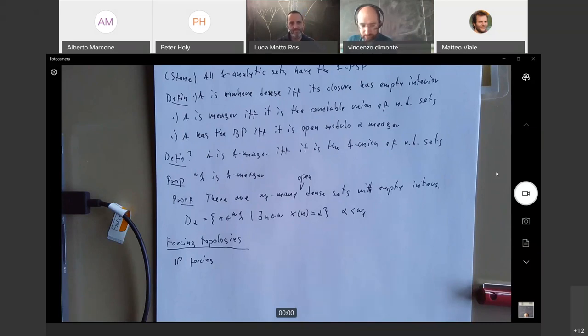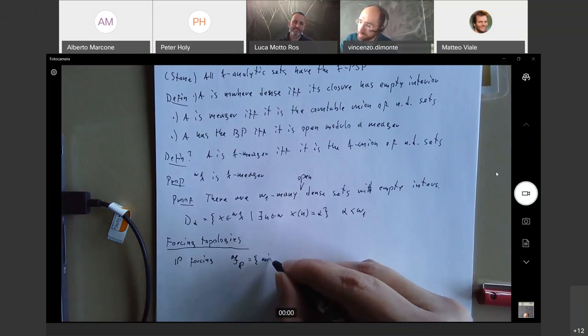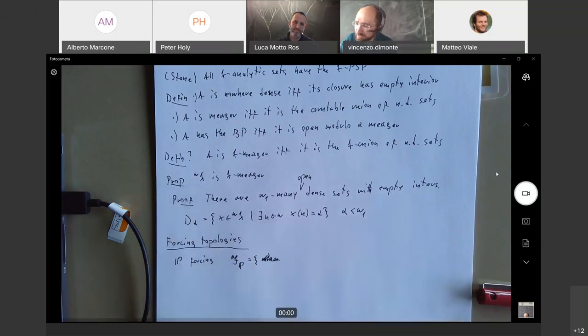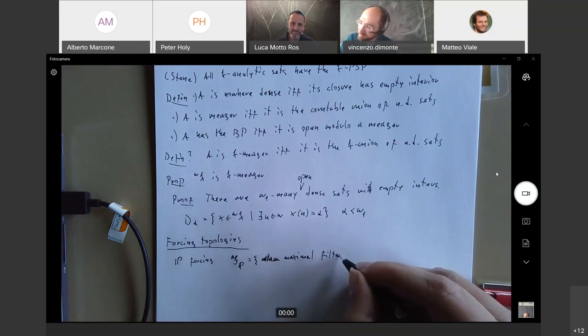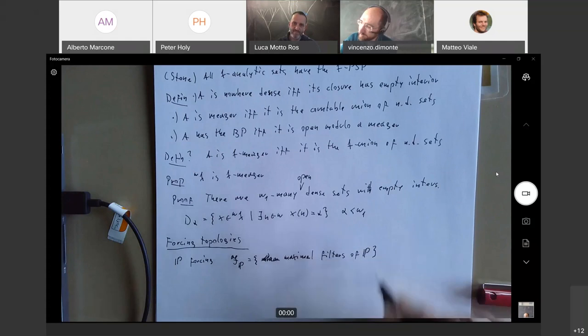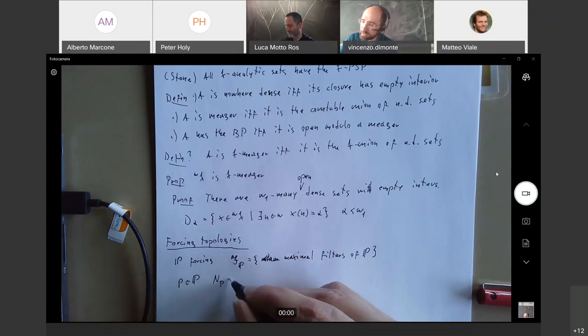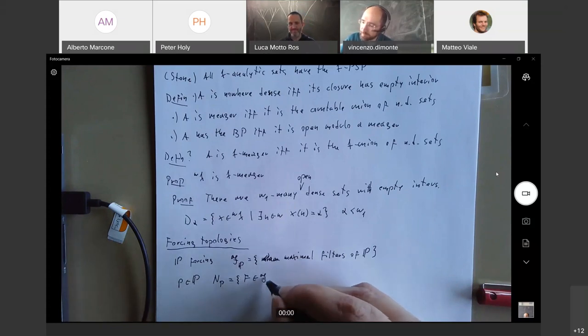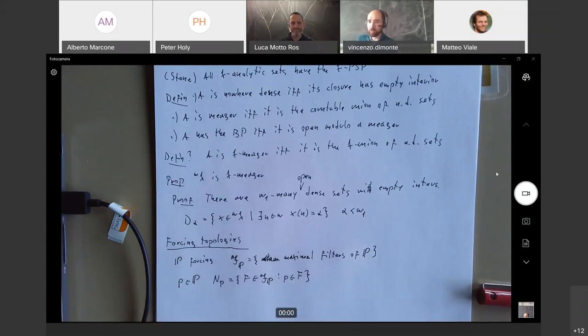So let's take a forcing. Okay, well, we can induce a topology on the space of maximal filters. There is no minimal, maximal filters. And the basic open sets are this. Okay, so if you have a forcing, you have a topology on the set of maximal filters of the forcing.